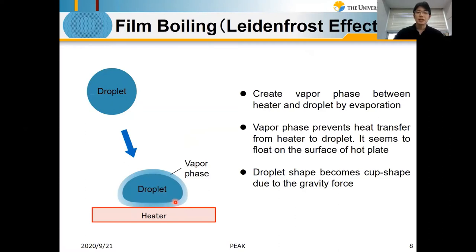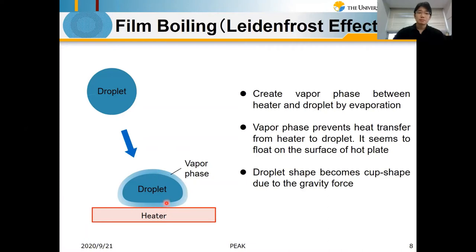If you know the air hockey game, this is quite similar. In that case, the floor makes air, and then the hockey puck floats on it. But in this case, the water droplet floats on its own vapor.